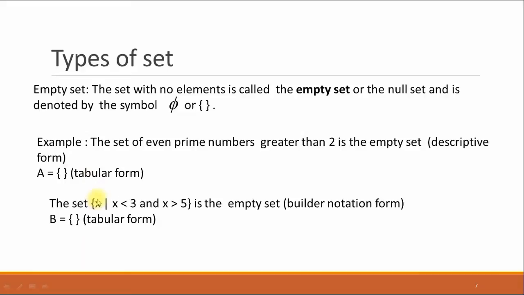Similarly, another descriptive statement: the set of all x such that x is less than 3 and greater than 5. There is no number which is less than 3 and greater than 5. So this builder notation form is false, so the tabular form will be empty.